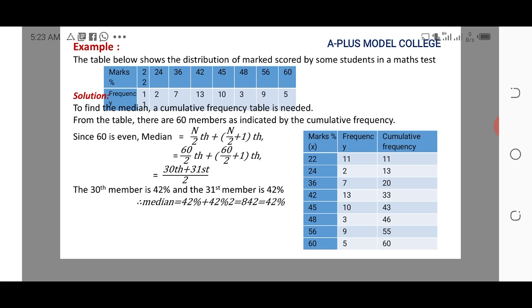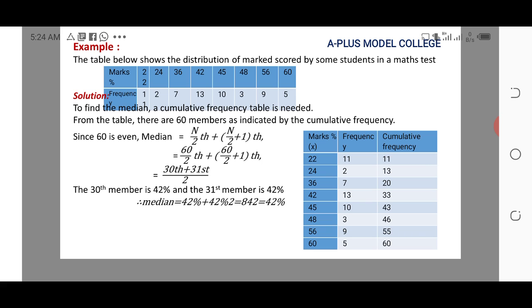As at that column of 36, which is the next one, we have 7, 2, and 11. When we add the 3 together, it gives us 20. That's why we have 20 in front of 7. As at the column of 42, we have 13, 7. I'm going from that column up. 13, 7, 2, 11. And that gives us 33 when we add it together.